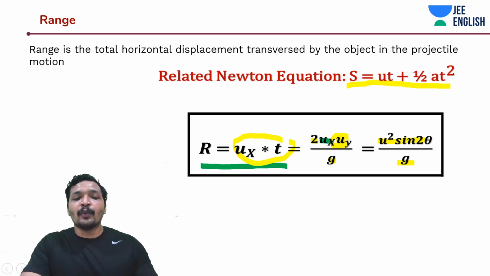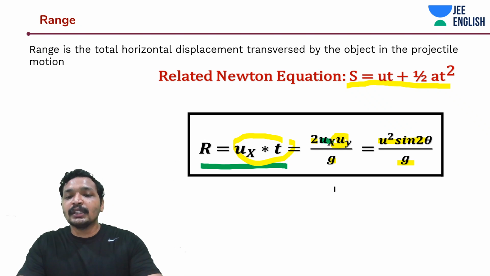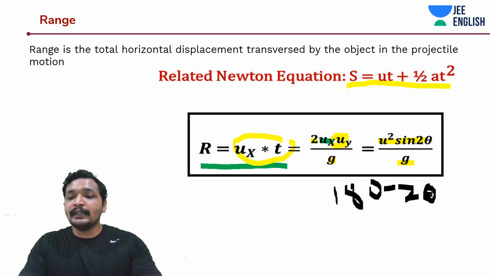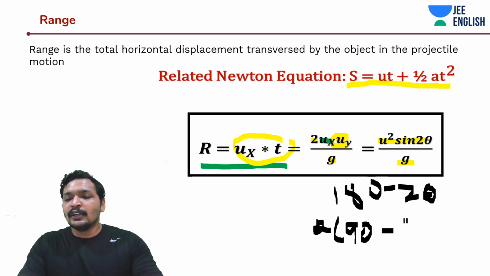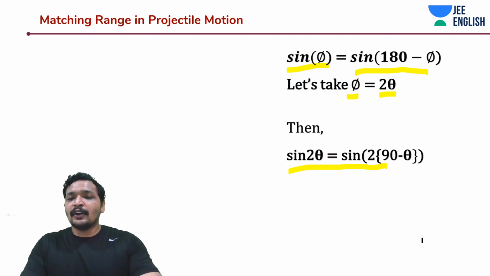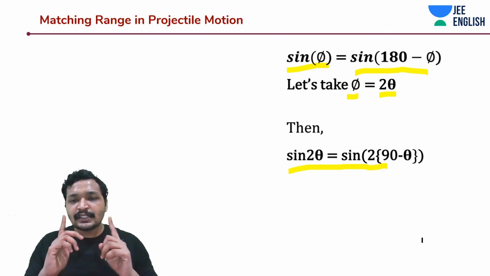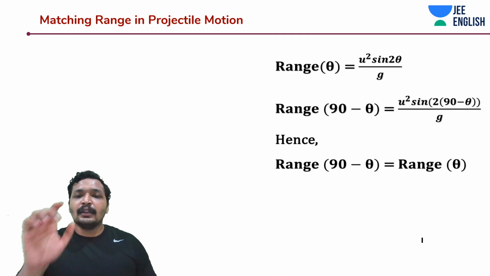What would happen when I do 180 minus 2 theta? If I do 180 minus 2 theta instead of 2 theta, that is the same. The value of range is going to be the same, right? And you take this 2 common and you get that it is nothing but 90 minus theta. Correct? So what does this tell you? For complementary angles, the range is going to remain the same.